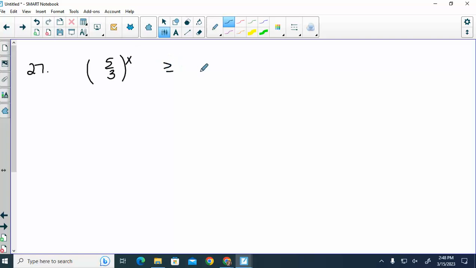What's my common base on this one? 5. We could do 5/3 or 3/5, but if it's an inequality, we want the base to be bigger than 1, so let's go with the 5/3. That way we don't have to do any other fancy math. Okay.